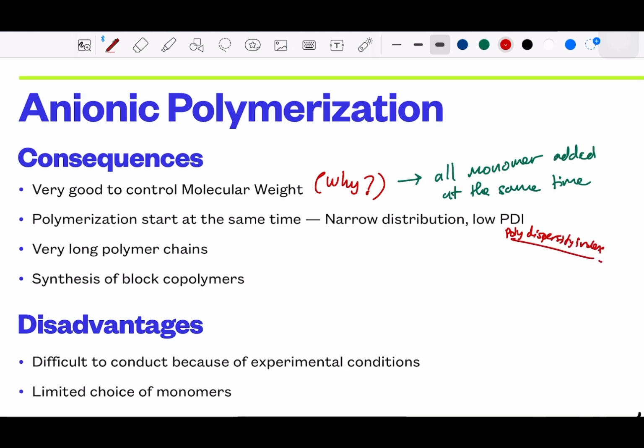So what does it mean if you have a low PDI? Well, it means that it's a narrow distribution. Because you remember, if you think about polymers, we think of large molecules. If you imagine chains, there are short chains and longer chains, and everything together in one.